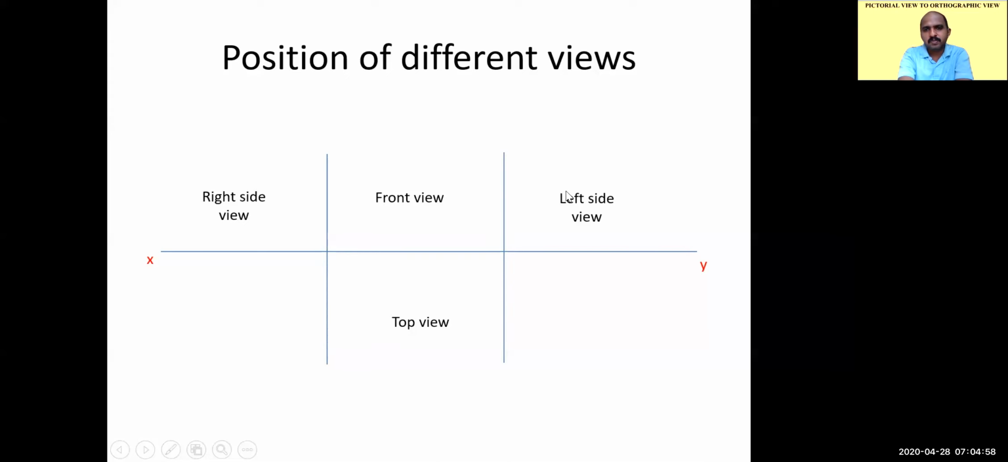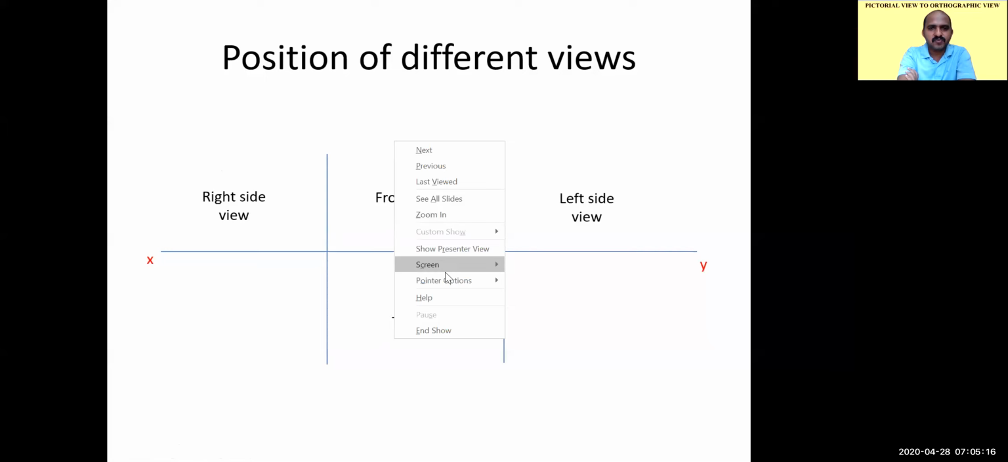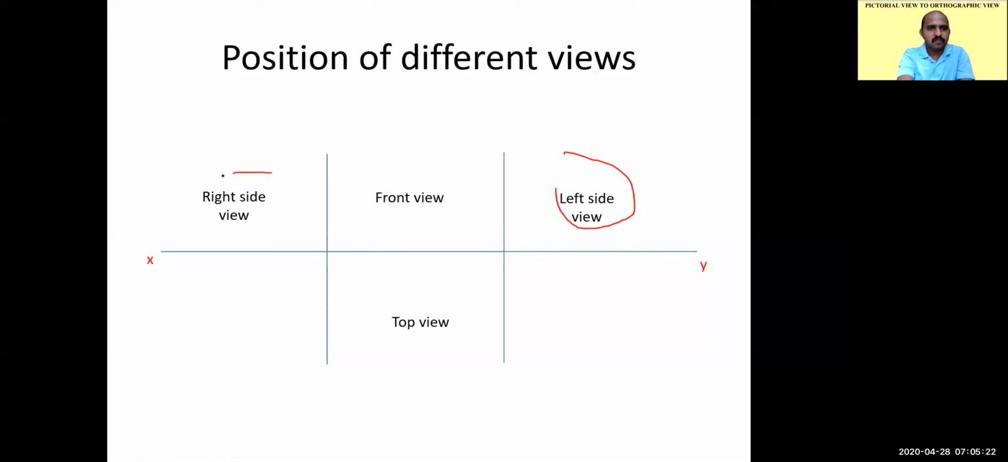The question may ask for the left side view or the right side view. Or the question may say, draw any one of the side views. At that time, you can draw either the left side view or the right side view. Clear? If the question does not specify whether it is a left side view or a right side view, then we can draw either one.